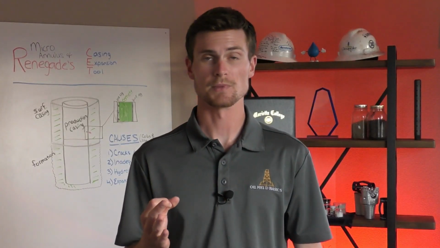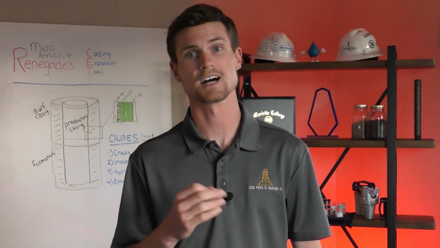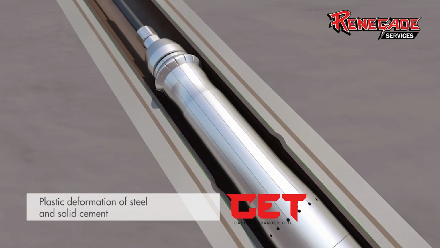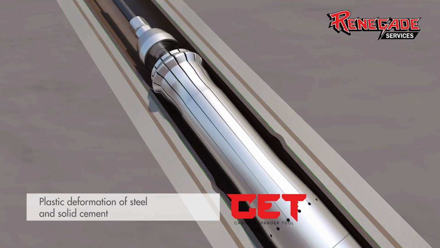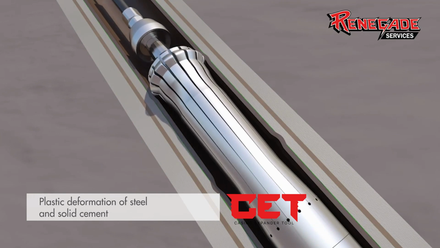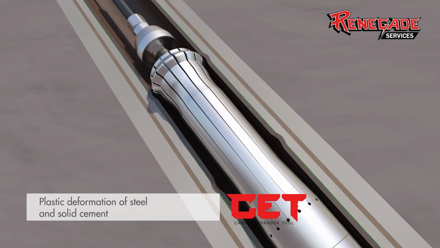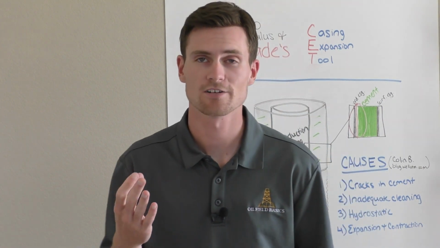Now I'll hit on this in just a minute, but this is what Renegade's tool is designed to fix. Their wireline deployable tool creates crimps in the casing, basically expanding small segments outward in order to seal off this microannulus.